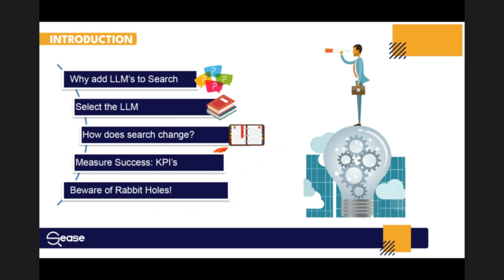How does that search change? So will this affect my search pipeline? How do large language models fit in a search pipeline? And how can I measure success? So how can I realize if I'm doing well with this integration or not? And we're going to talk also about some rabbit holes you may find in the process.